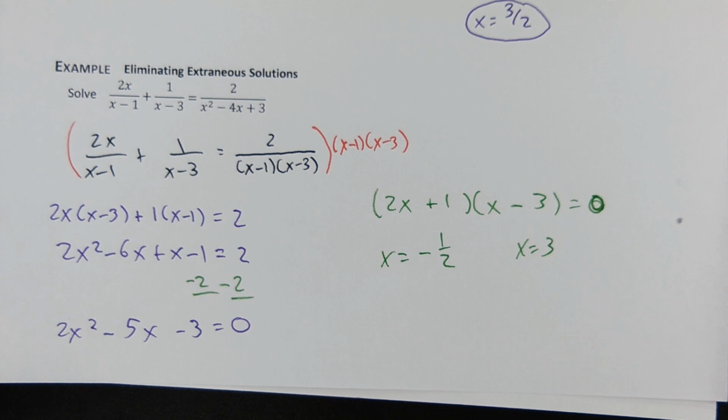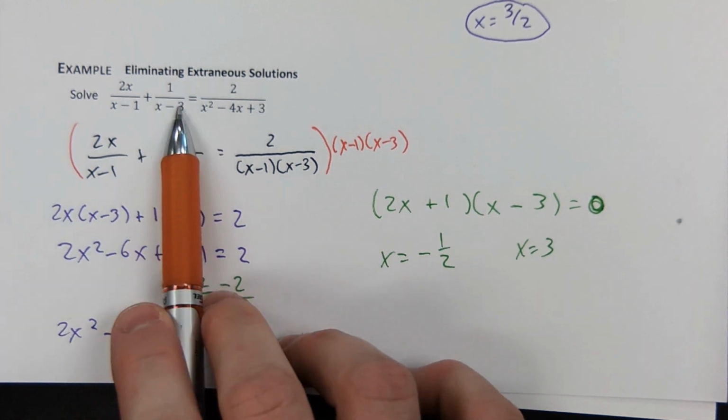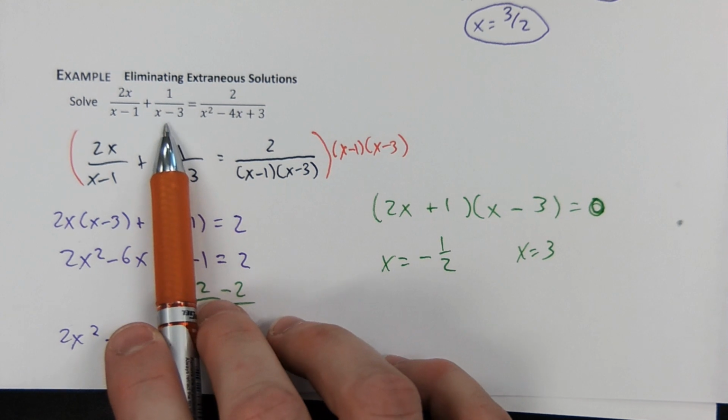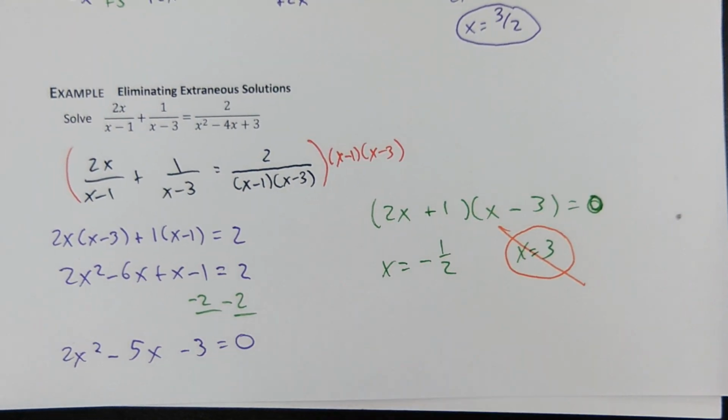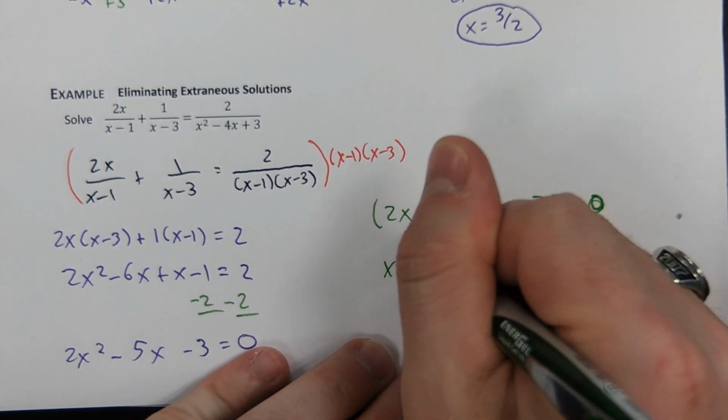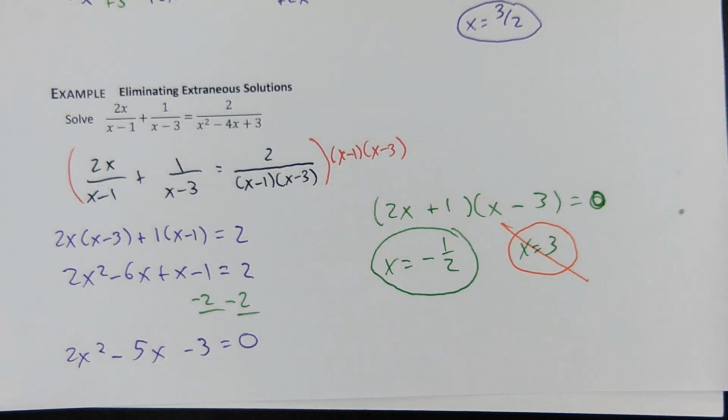My two solutions. Are they both allowed? No. Which one's not allowed? X equals 3 is extraneous then, because if I try to use x equals 3, I'm going to get a 0 on the bottom of this fraction. So big fat no, goodbye x equals 3. You are wrong. However, x equals negative 1/2 is correct. Yay, math.